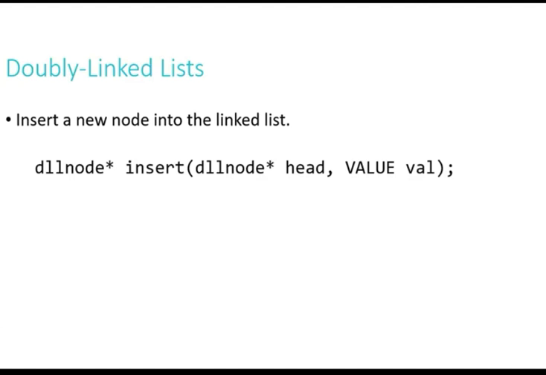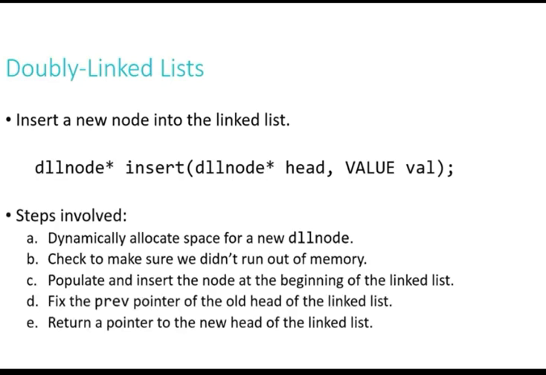We talked about doing this for singly linked lists as well, but there's a couple of extra catches with doubly linked lists. We're passing in the head of the list here and some arbitrary value, and we want to get the new head of the list out of this function. That's why it returns a DLL node star. So what are the steps? They're, again, very similar to singly linked lists with one extra addition.